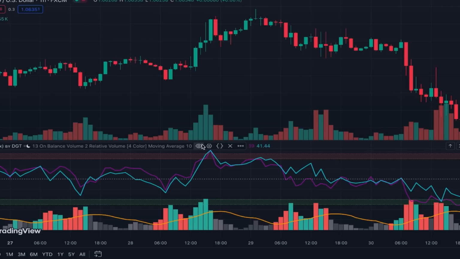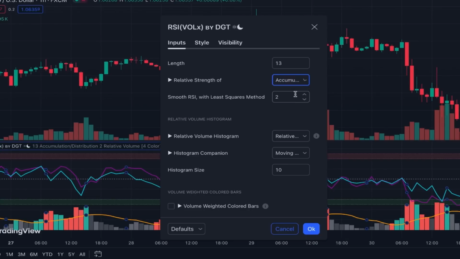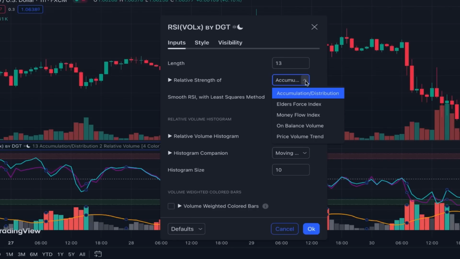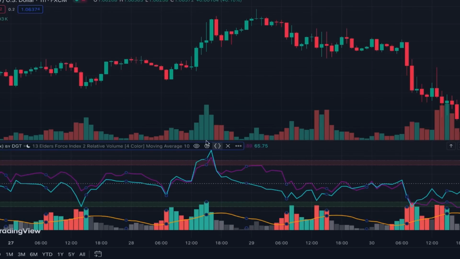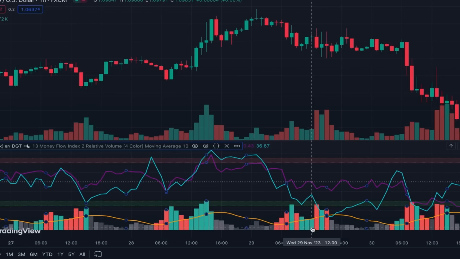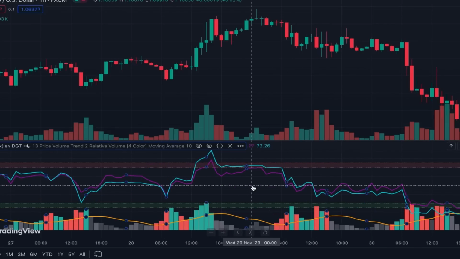Let's go to the settings of the indicator and change the indicators and see what are the signals from other indicators. We change it to accumulation distribution indicator, and from this indicator we can see that this is also showing divergence. Again, we go to the indicators and here we change the volume indicator to Elder's force index, and for this indicator you can see that it's showing very high level of divergence. Let's change the volume indicator to another type. We change it to money flow index, and for this one you can see that it is also showing divergence. Let's change it to another type. The next would be price volume trend, and for this one it is also showing divergence.